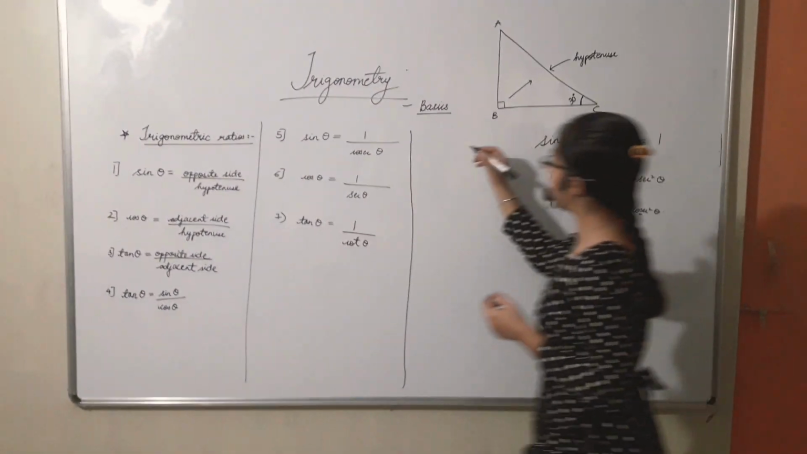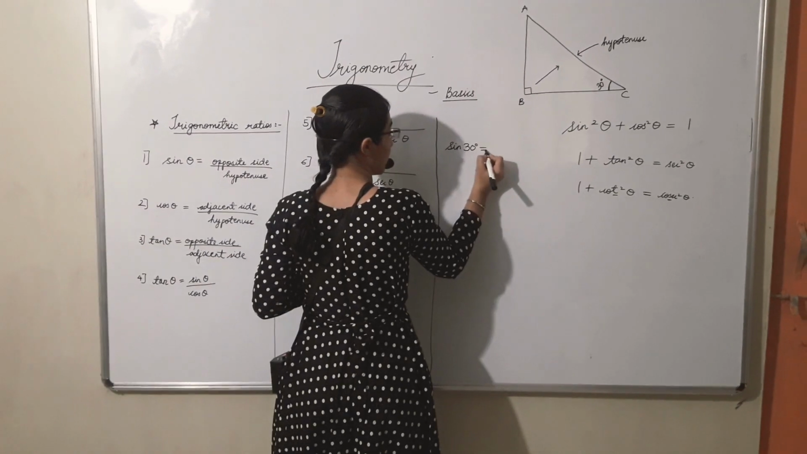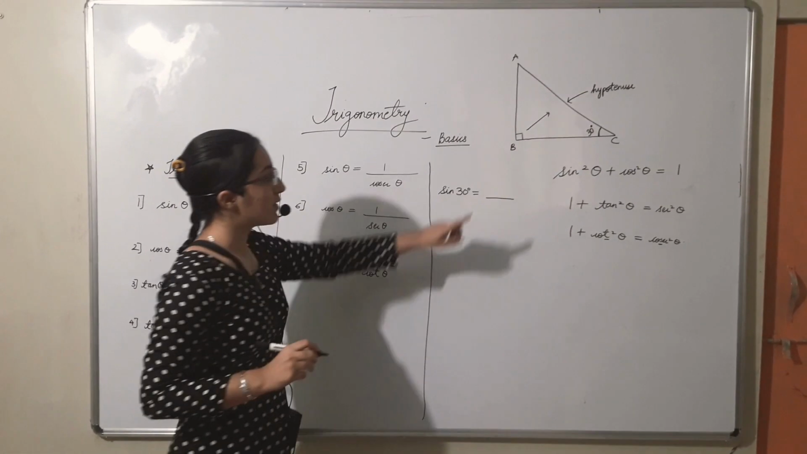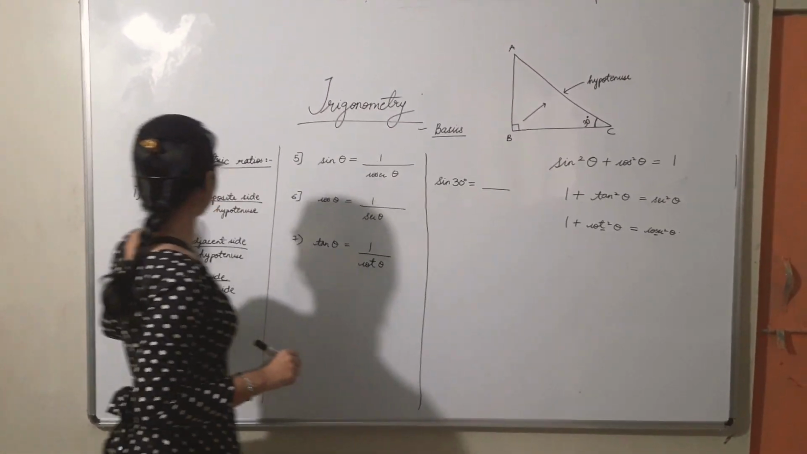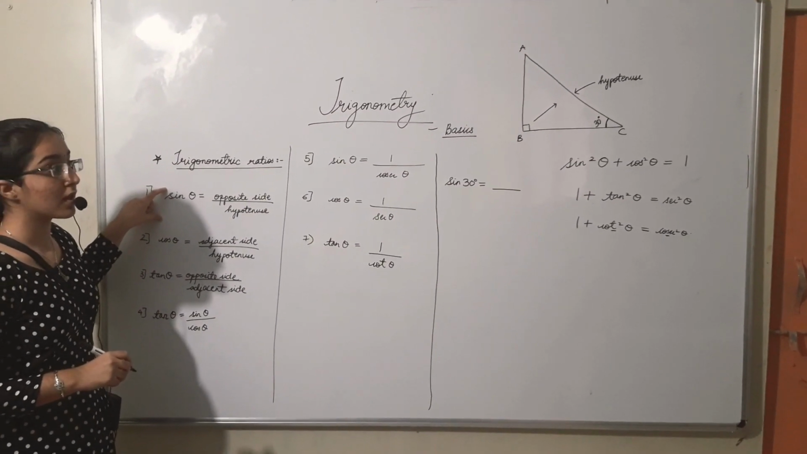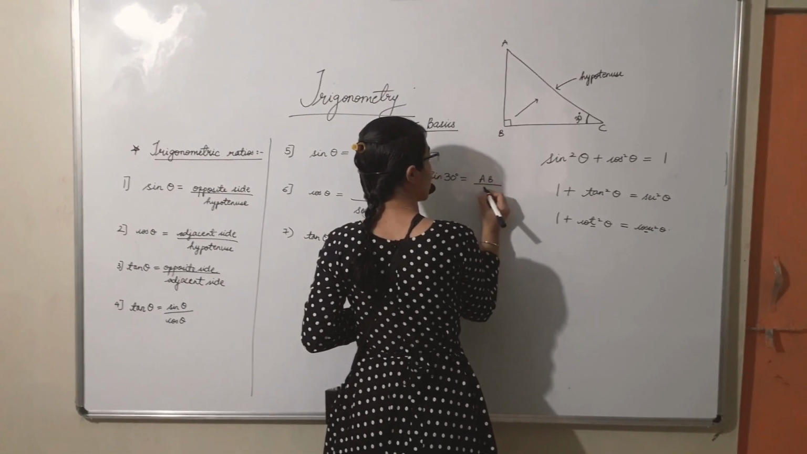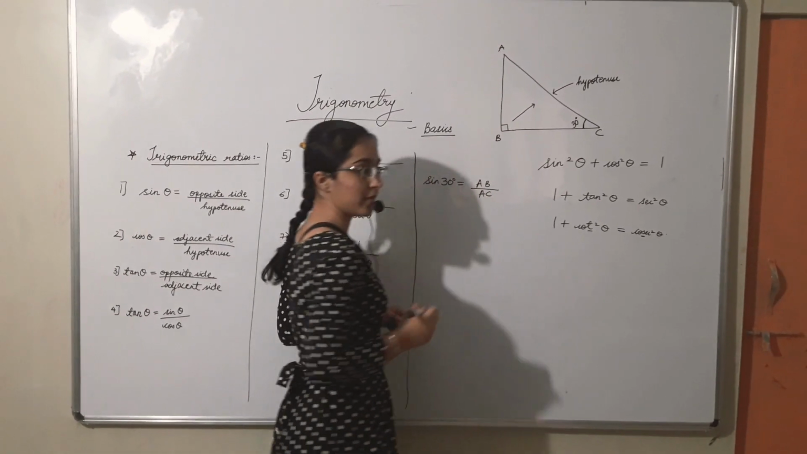Can anyone tell me what is sin 30 degree? Come on. What is sin 30 degree? As per the formula you have, AB by AC. Opposite upon hypotenuse.